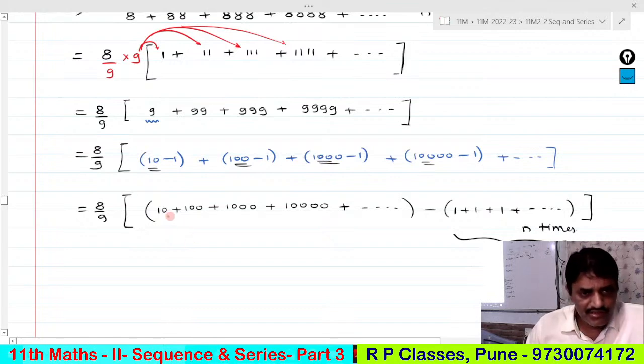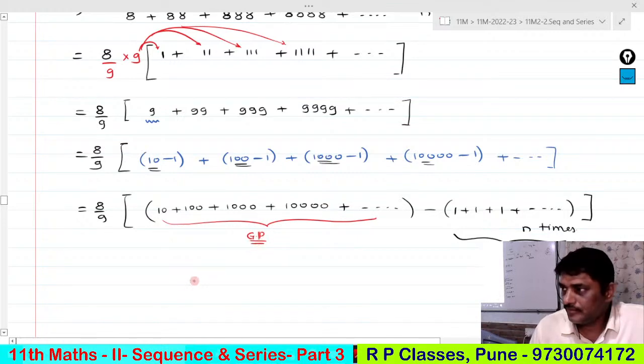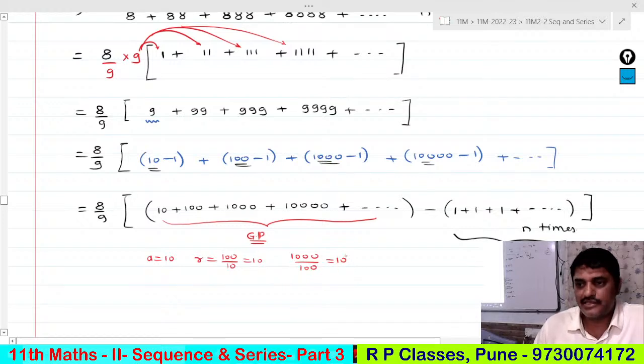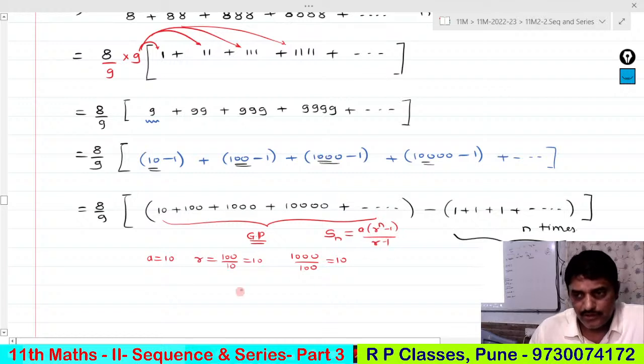Now look at this. This is very important and interesting. This is a geometric progression जिसका फर्स्ट टर्म है a and common ratio, if you see, this is 100 upon 10, कितना आएगा? 10. 1000 upon 100 कितना आएगा? ठीक है, इस तरह से. So this is the sum of n terms which is given by a into r raised to n minus 1 upon r minus 1. ठीक है.